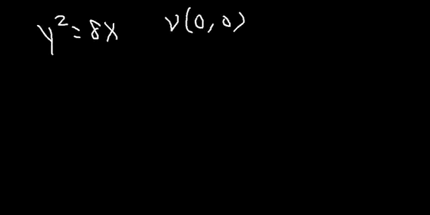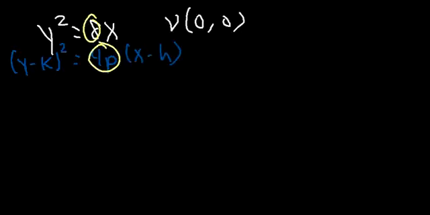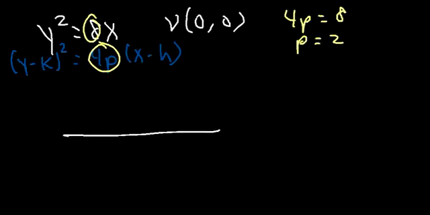So this is in the form (y minus k) squared is equal to 4p(x minus h). So notice that 8 is equal to 4p. So set 4p equal to 8. If you divide both sides by 4, 8 divided by 4 is 2, so p is 2. And then we can graph it.